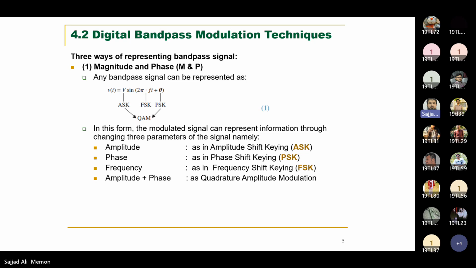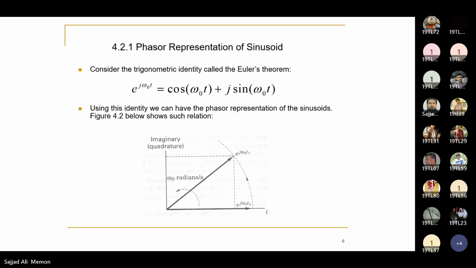So there are techniques that allow us to change just one characteristic, but also techniques that allow us to change two characteristics of the sinusoidal waveform. You can also represent the modulated output of a digital signal through a phasor, or you can also represent the sinusoid in a phasor.